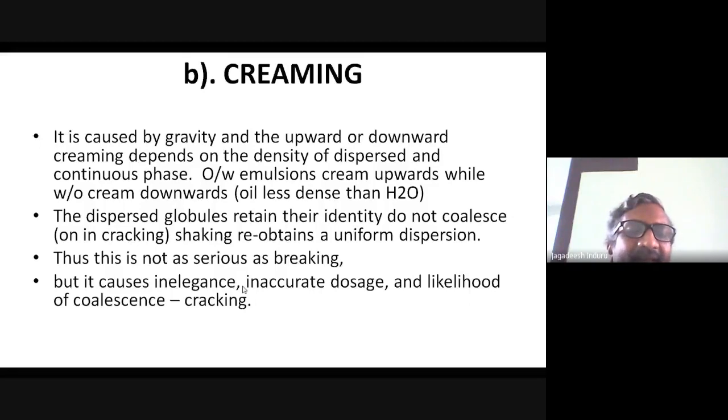The likelihood of coalescence is also present. That is the reason we need to avoid it. To know this, we need to apply Stokes' law.